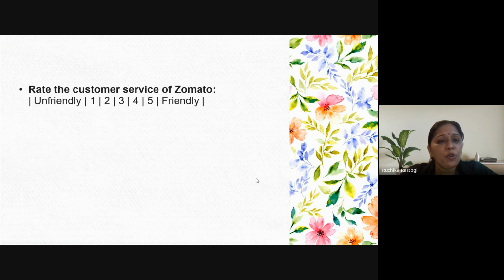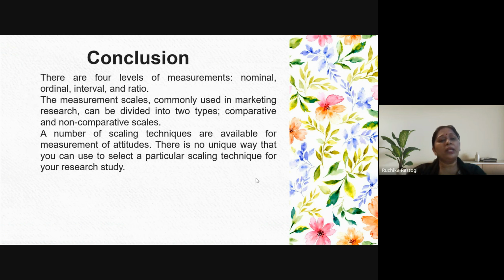So these were some questions. What we have done till now in this workshop is we have seen the 4 levels of measurement: nominal, ordinal, interval, and ratio. All of these can be very commonly used in marketing research, and most of us are in social science marketing research. Even in financial research and HR research, these methods can be used. A number of scaling techniques are very helpful to measure the attitude of people.